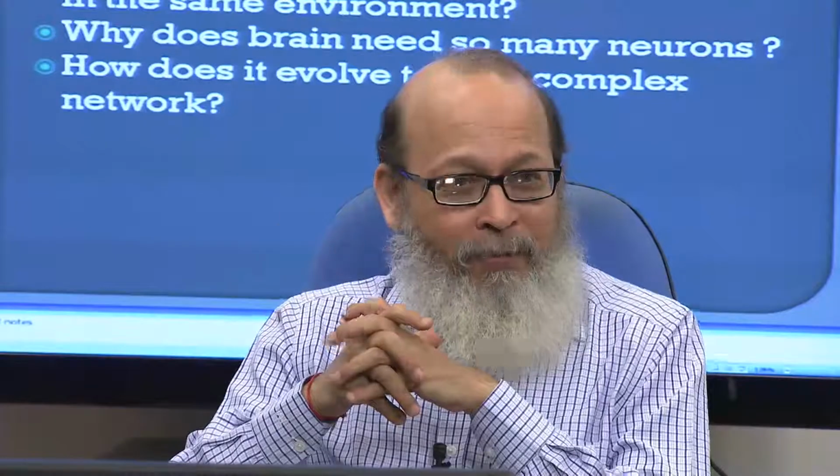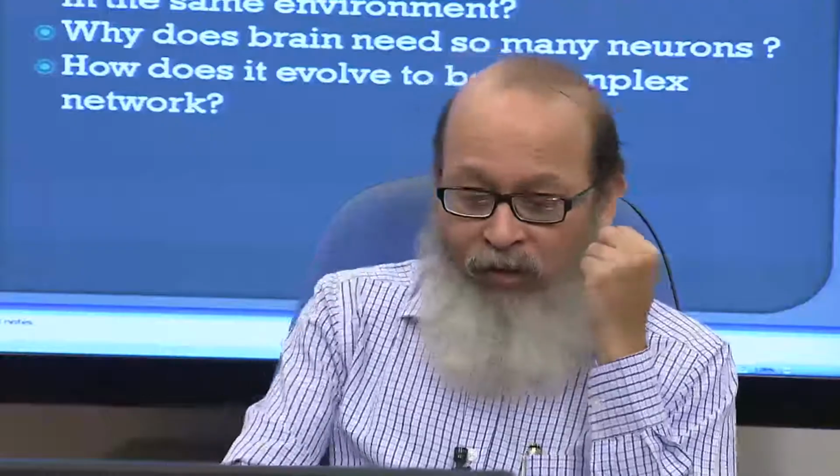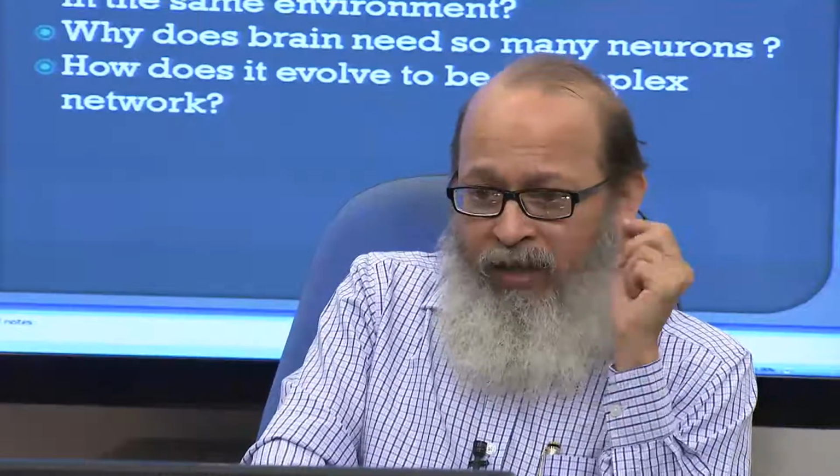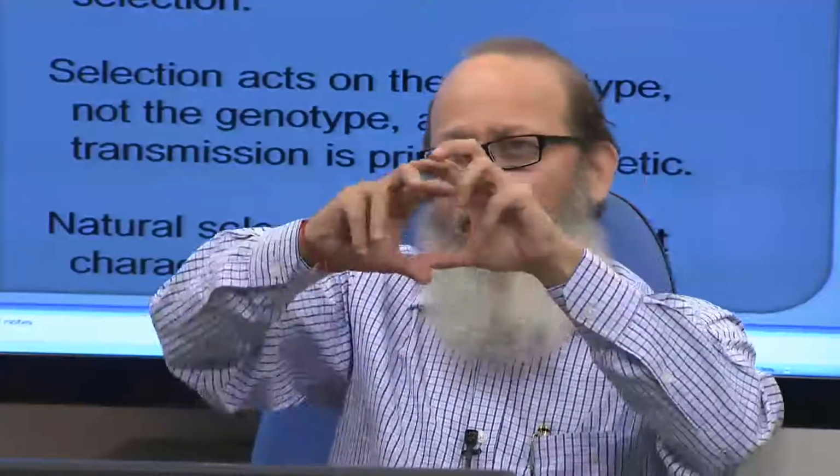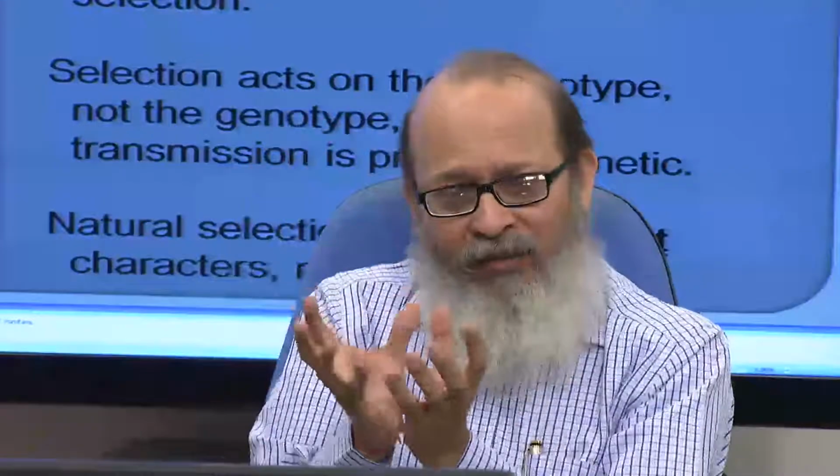Why does the brain need so many neurons? It could have done with a simpler network. And how does it evolve to be a complex network? Probably the answer is that once the neuronal system started evolving, a lot of it evolved in reaction to the environment. So the brain, and I am talking of the simplest brain, let us call it the first brain, which appears in the octopus or earthworm, where the first structure of the brain comes in.